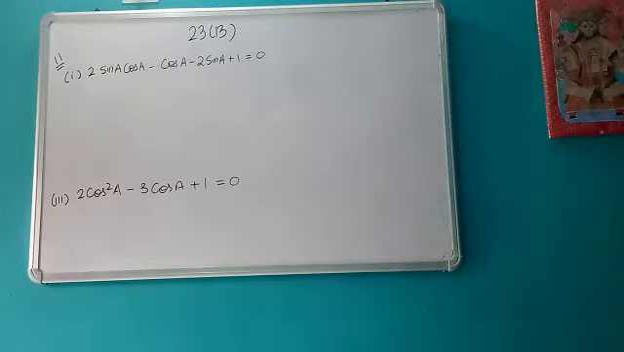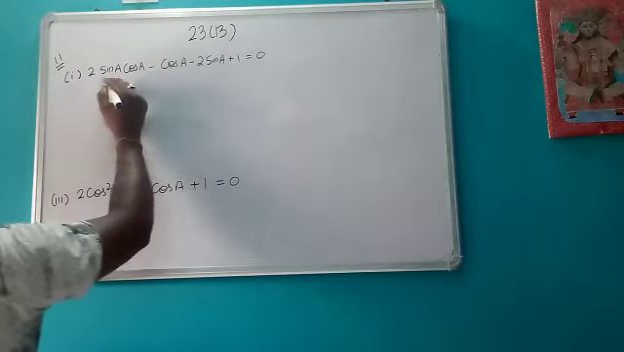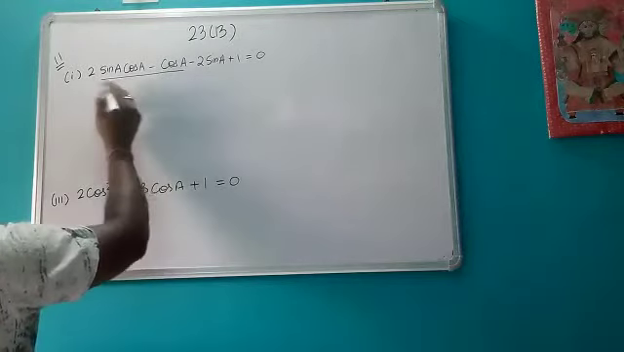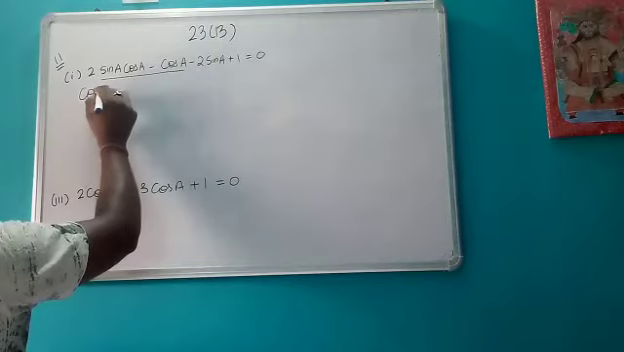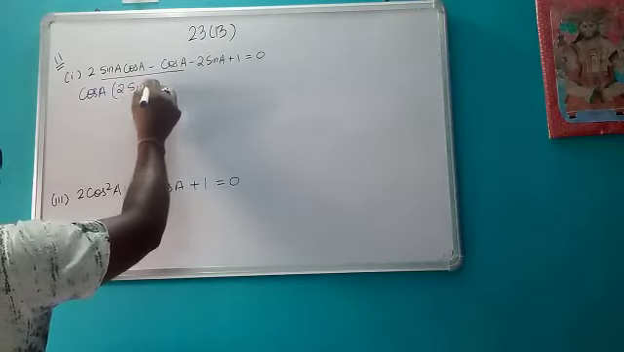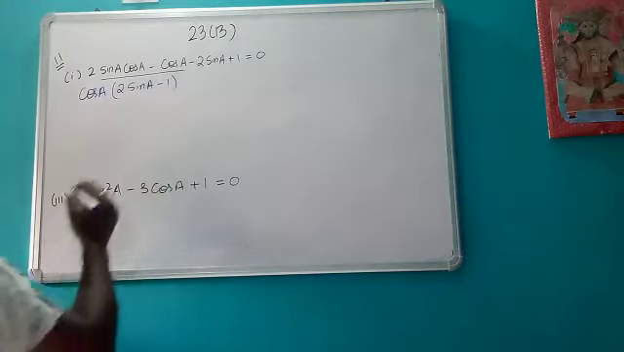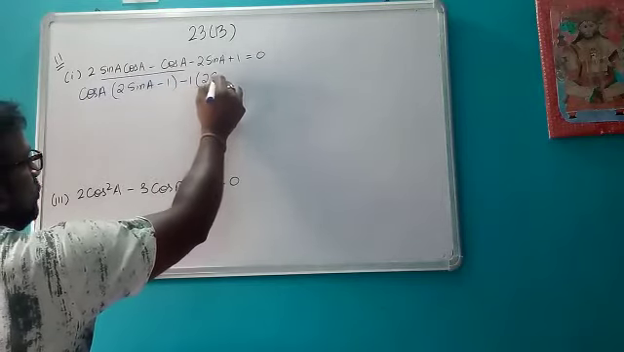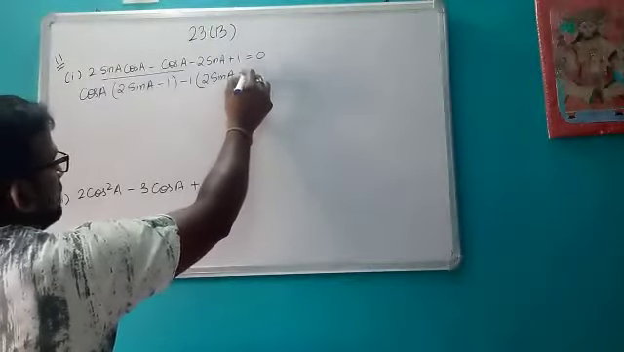Okay, let's discuss questions like this. Now in this we have to find the value of A. So see, if you take these two as a pair, in these two cos A is common, so I will take cos A as common. So what will you get in the bracket? 2 sin A minus 1. And in this I will take minus 1 as common. So you will get 2 sin A minus 1 is equal to 0.